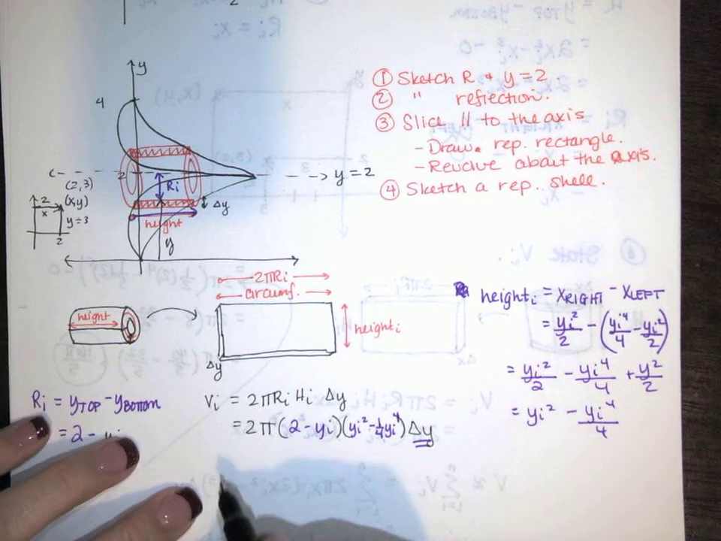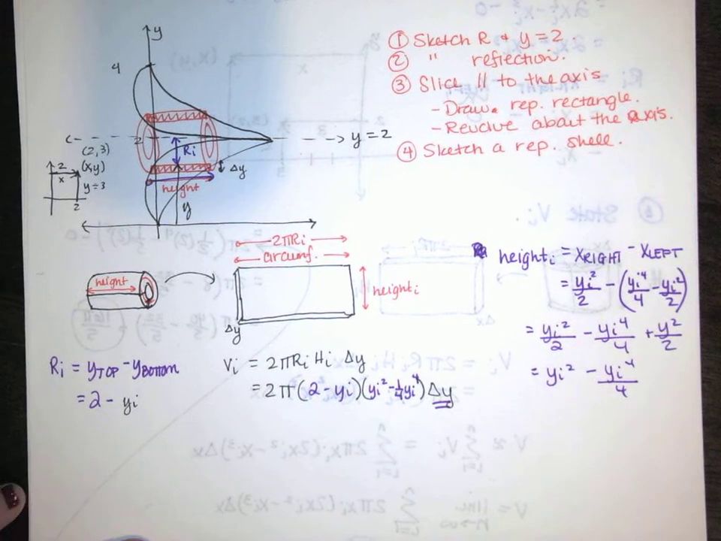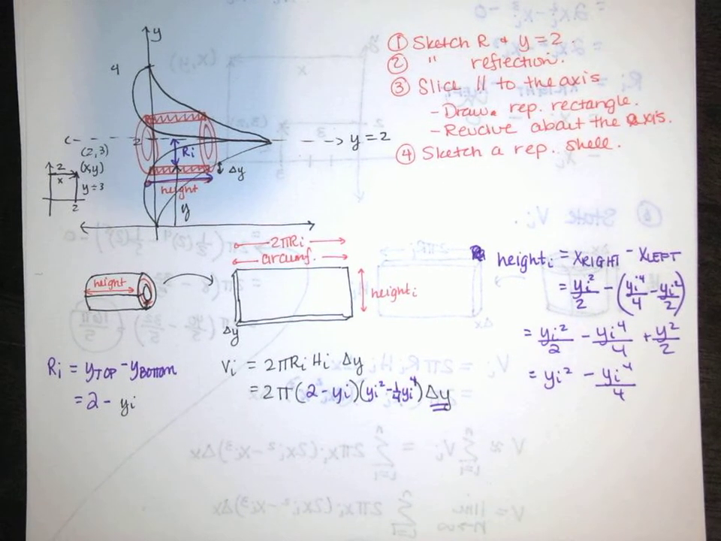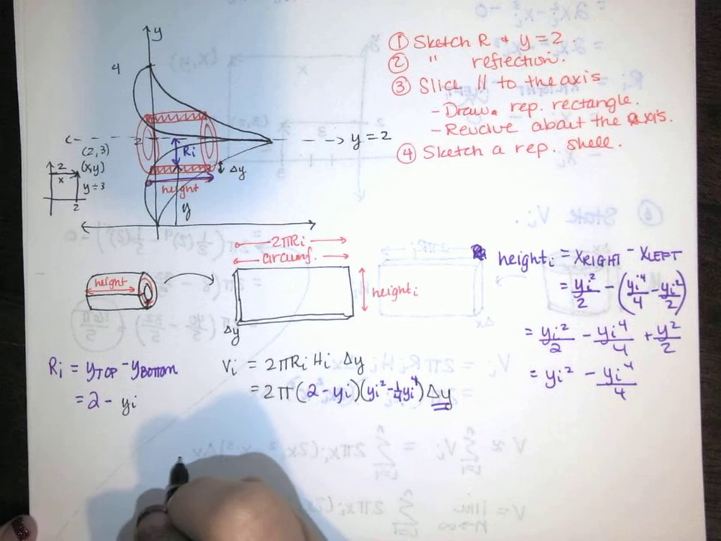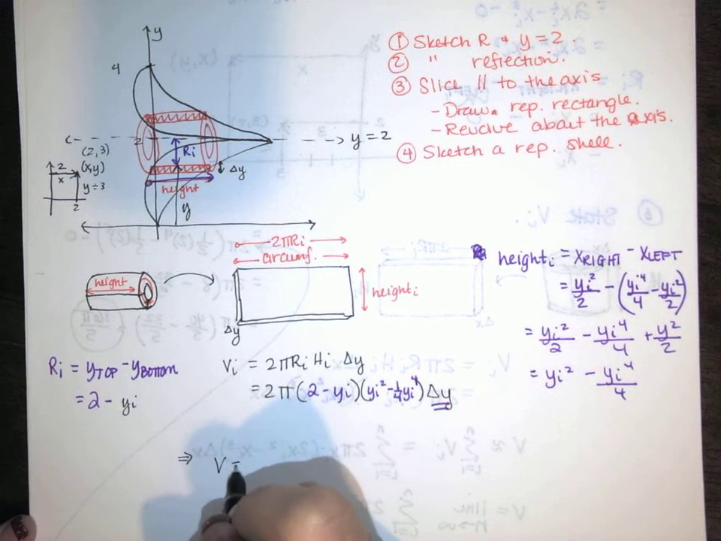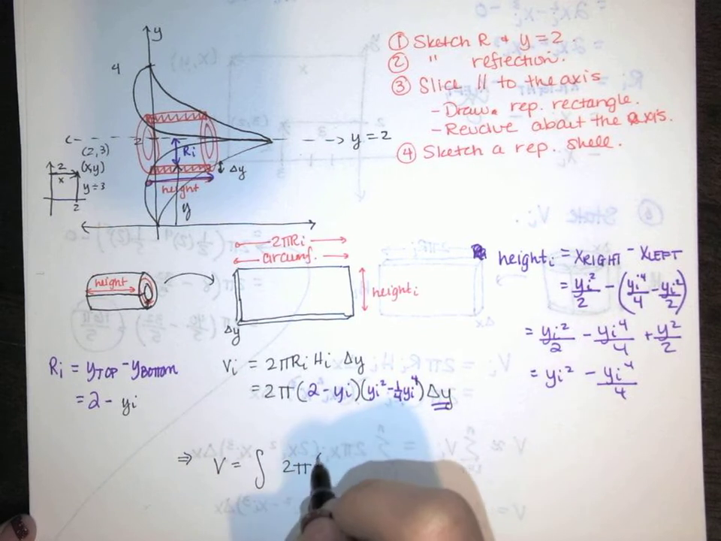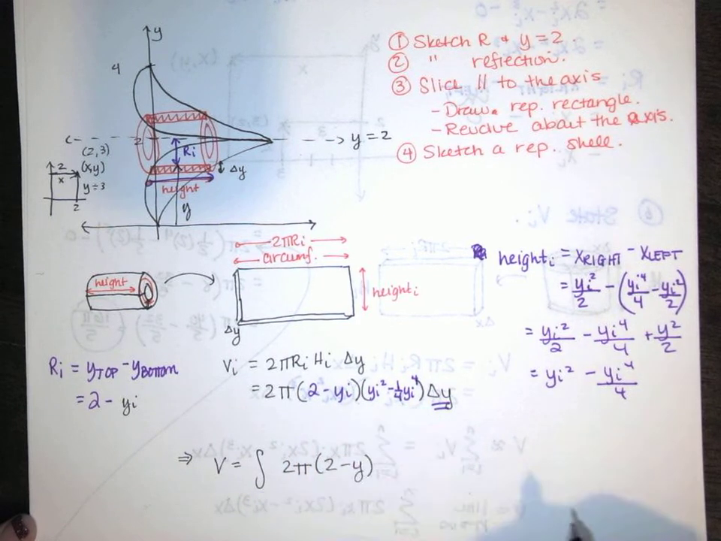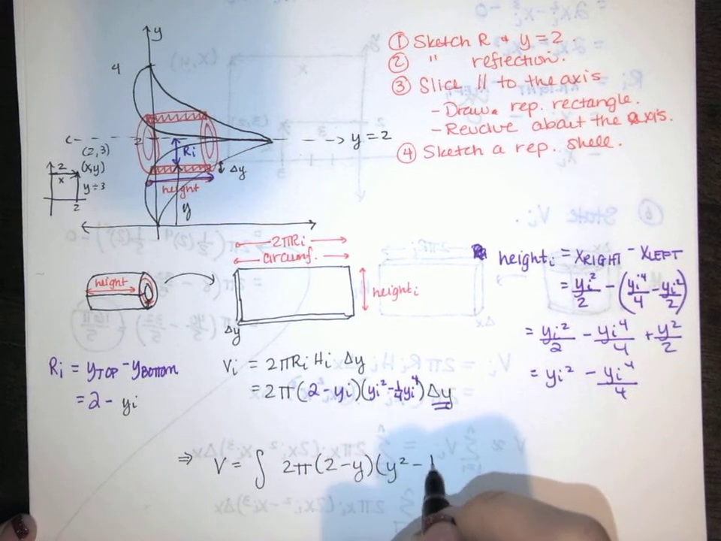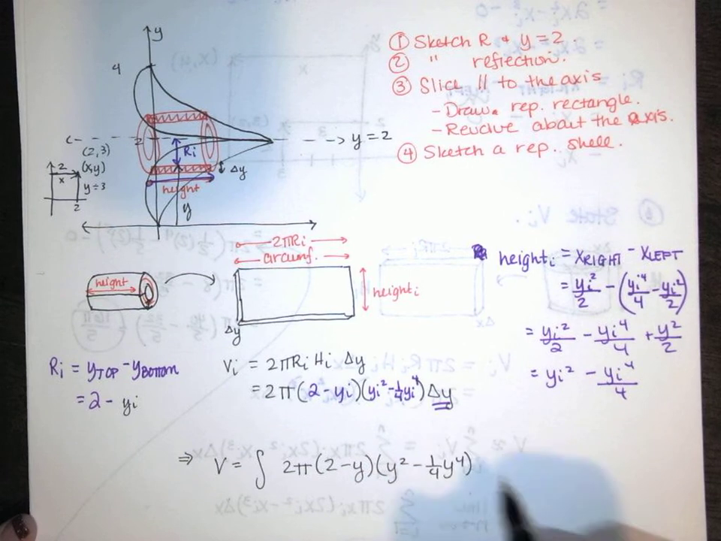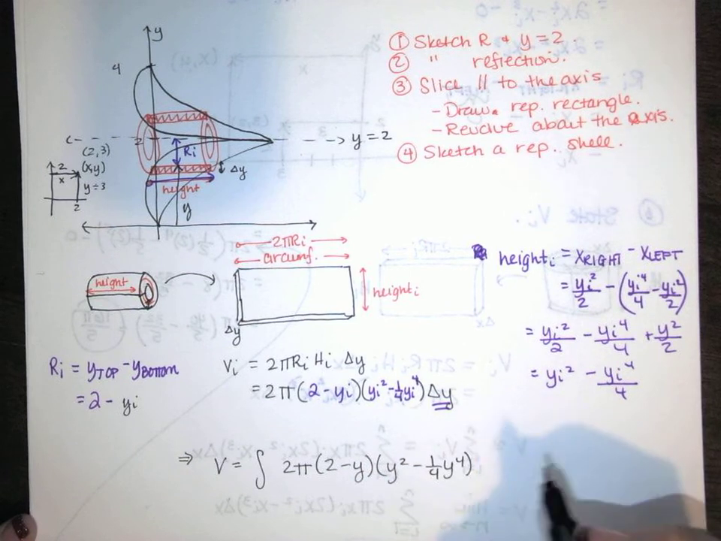All right. So we're going to take the sum of those, take the limit as n goes to infinity, the number of shells goes to infinity. It's going to give us the volume. I'm going to skip that step this time. We've done a lot of Riemann sums. So we're just going to have the integral of 2 pi times 2 minus y times y squared minus 1/4 y to the 4th. In the limit, delta y becomes dy.